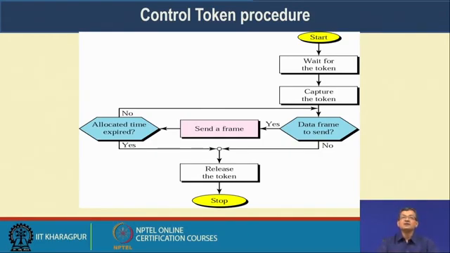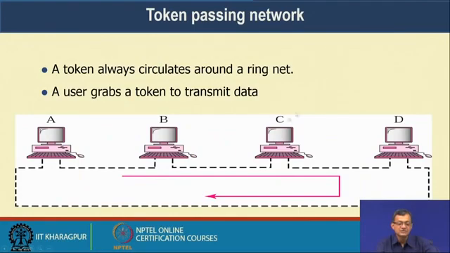If the time limit has not expired, it goes back and checks for more data to be sent. In other words, as long as it holds the token and its time has not expired, it goes on transmitting the data it wants to transmit. Once the time has expired, or its transmission is over, it releases the token to the next node in the logical ring. So if these three nodes are there and this is the way the token moves, it is released to the next node in the logical ring.